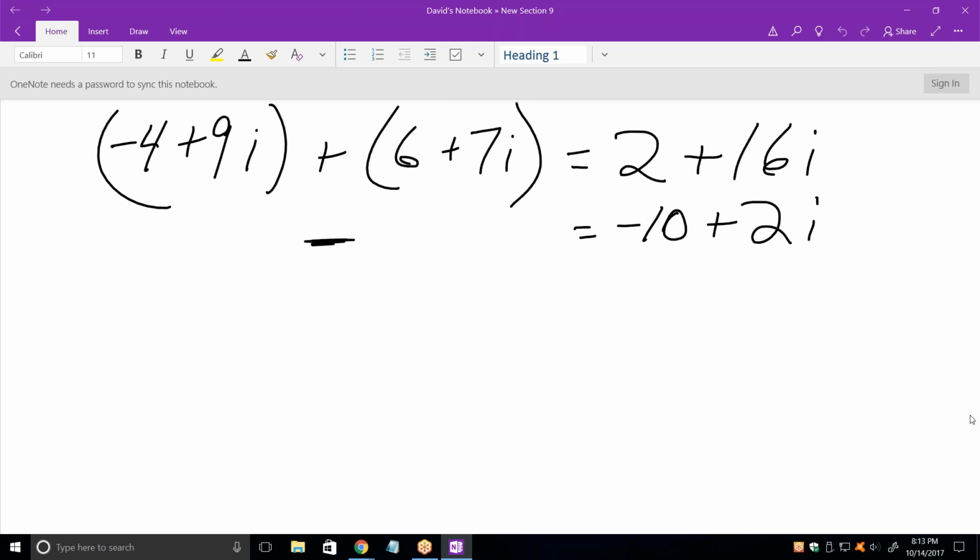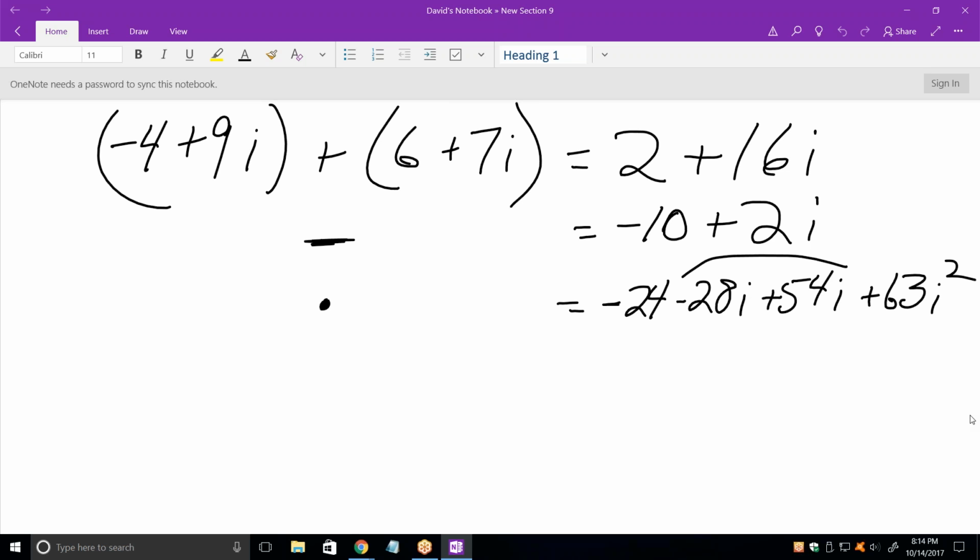If we were to multiply those, I would FOIL it. So I would have minus 24 minus 28i plus 54i. And notice what the last term is, 63i squared. Well, I can definitely combine those middle terms, but i squared is equal to what? If i equals the square root of -1, what does i squared equal?